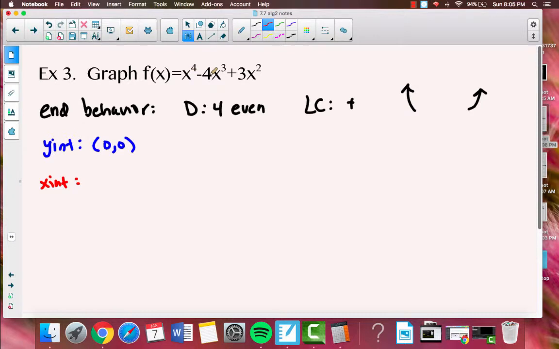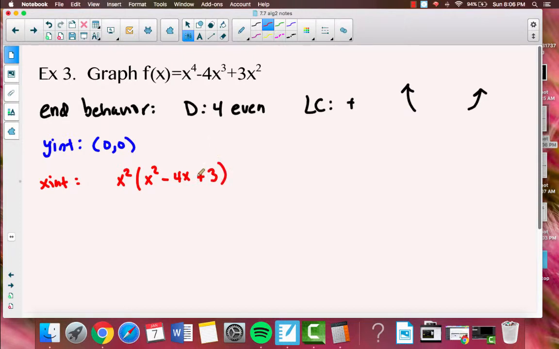But we notice that all 3 of these things have something in common. So what can I take out of all of them? Well, I can take out an x squared. So when I take an x squared out of my equation, I'm going to have an x squared out in front, and then what am I going to be left over with? Well, when I take 2 x's out, I'm going to have an x squared left over. Then here I take 2 x's out, I'm going to be left with a minus 4x. And then in the last part I take 2 x's out and I'm left with a plus 3.